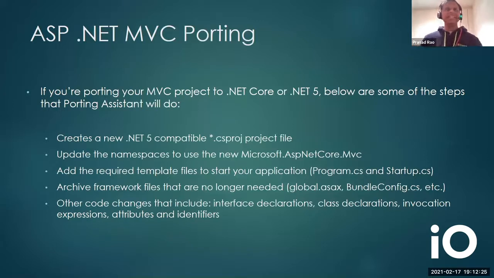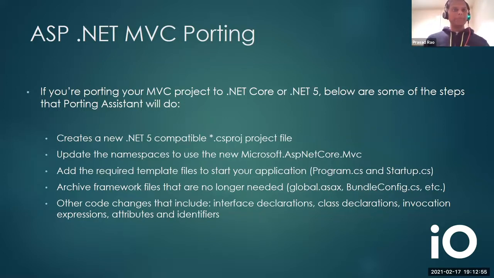So let's say you have an ASP.NET MVC application, which most enterprises generally have if they've been working on .NET. Then, using the porting assistant, what it will do automatically is create a csproj file, a .NET 5 compatible version of it. If you have worked on both versions, you will know that there are a few differences, and you need not do them manually. The tool is going to do that automatically for you. And we'll look into what changes it does.